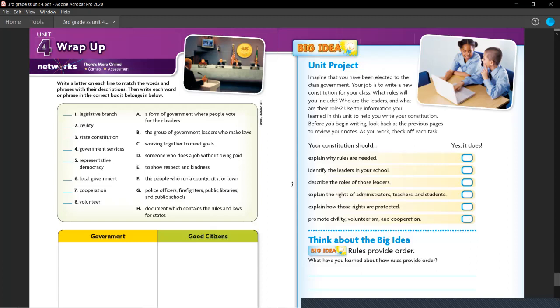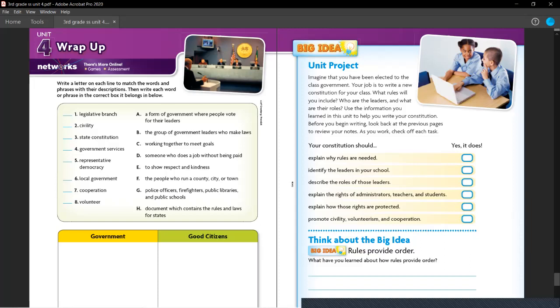So these are the tasks that you need to complete. You need to explain why rules are needed. You need to identify the leaders or name the leaders in your school. You need to describe the role or the job of those leaders. You're going to explain the rights of the administrators, teachers, and students. So what rights does each group have? Like your principal, and then your teachers, and then the other students. What rights do each one of those groups have?